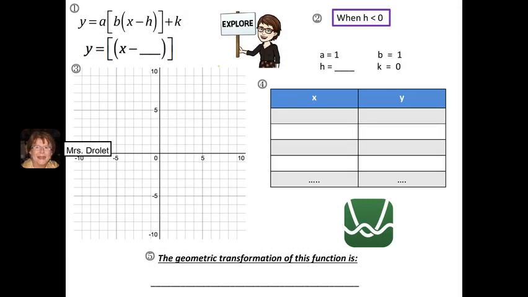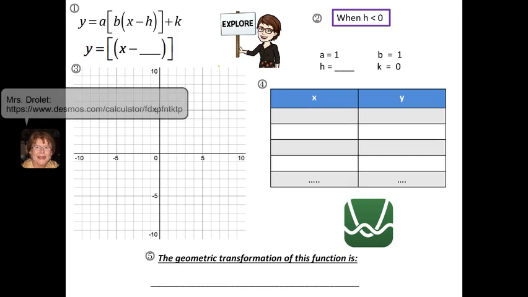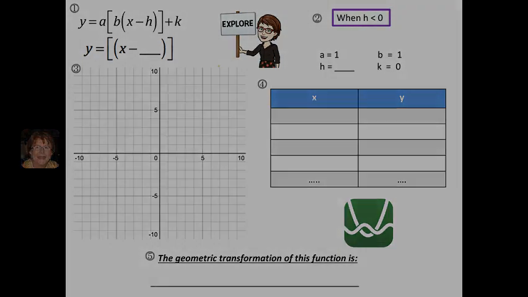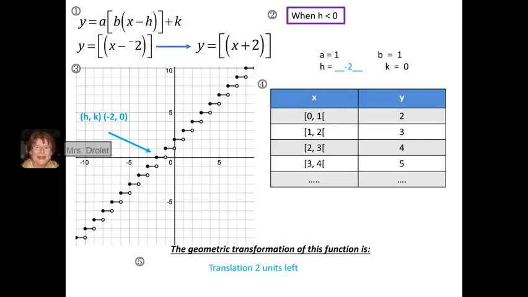Now what I would like you to do is explore when parameter h is less than 0. That is a negative number. A remains 1, b remains 1, h is what you change in your Desmos calculator, and k is equal to 0. Do you see a pattern? Did you notice when parameter h is a negative number, your graph will move to the left?